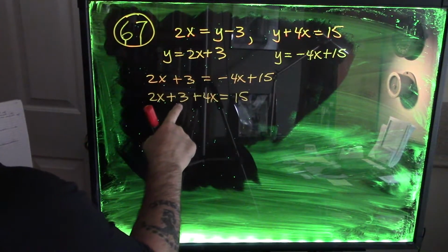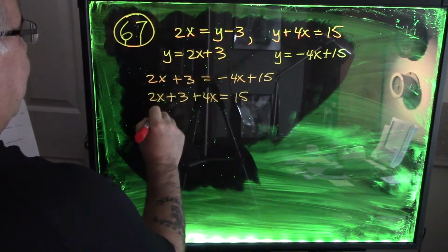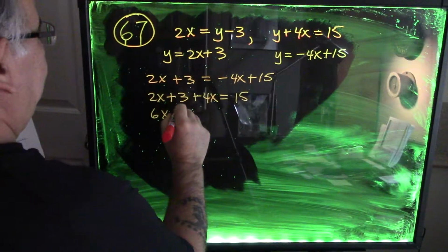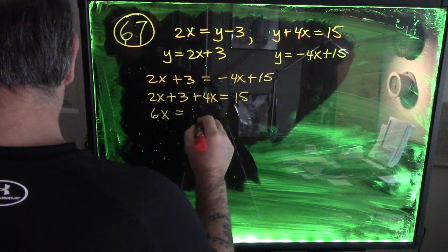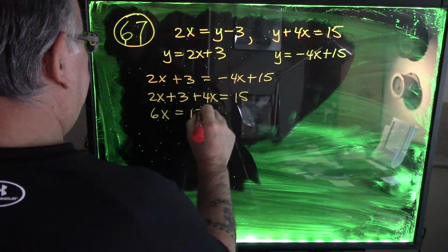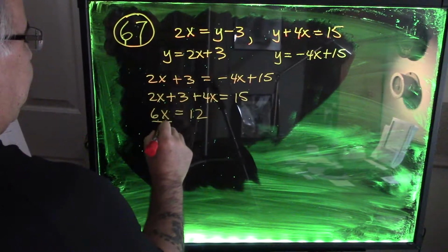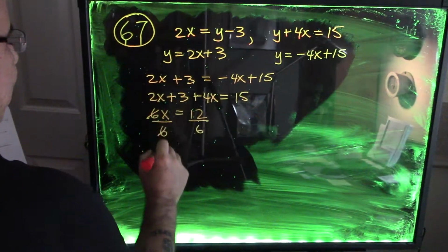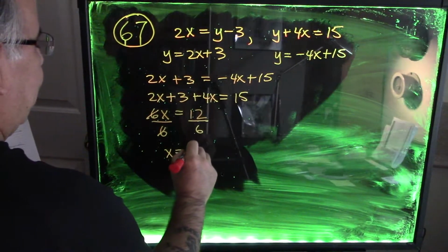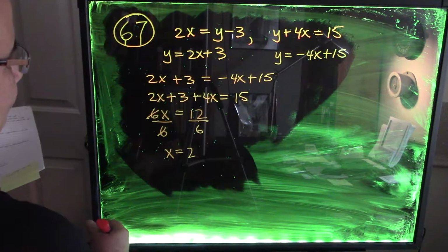And then subtract 3 from both sides, so you get 2x plus 4x, which I'll just simplify to 6x, equals 15 minus 3, which is 12. And then divide both sides by 6. The 6's cancel on the left, so you get x equals 2. Alright? So now all we need to do is figure out what y equals.